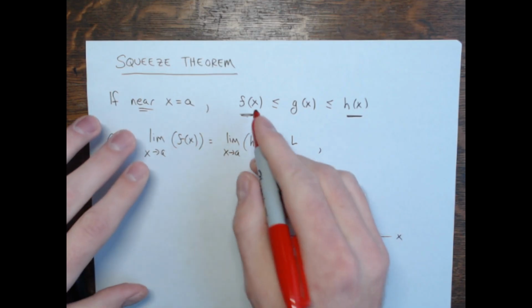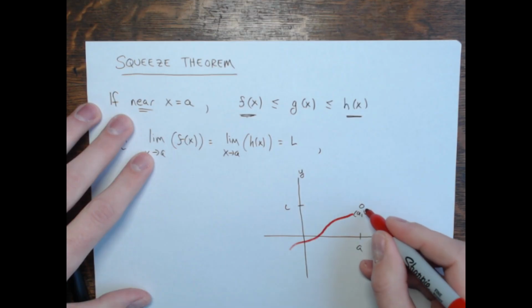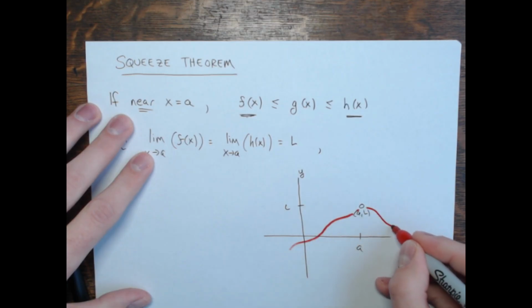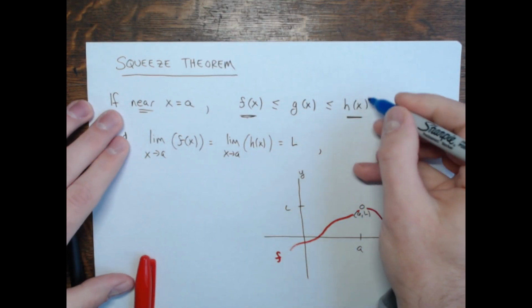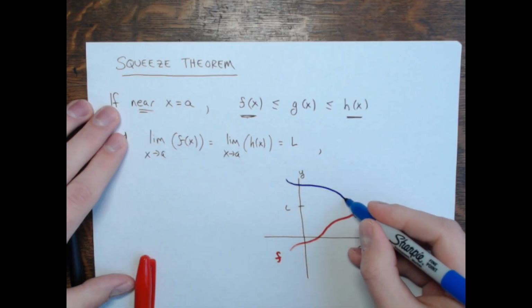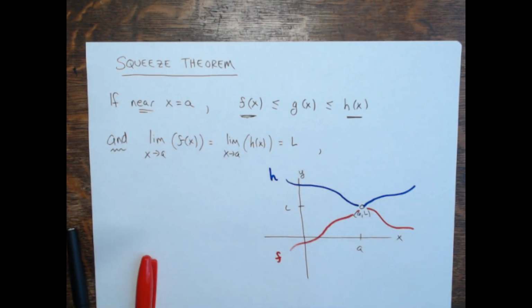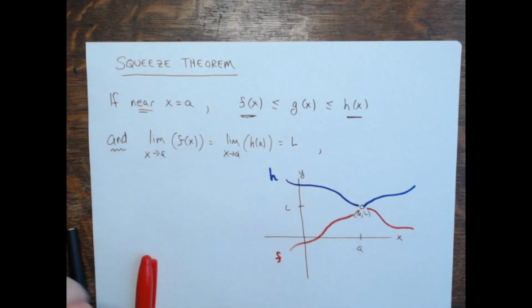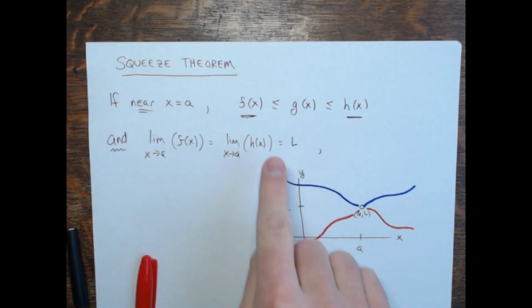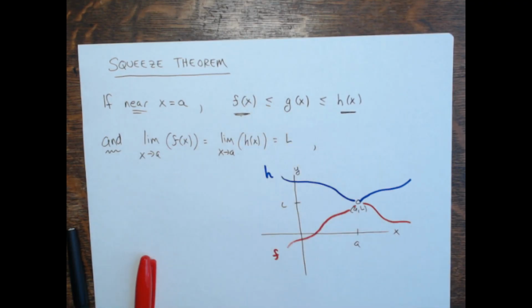So we've got these functions. f is the lower one. Say f is approaching this location. h is the higher one, and h is also approaching this location on both sides. Well, if both of these, the lowest function and the highest function, are approaching this point, and g is always between them, it's got to approach that point as well.